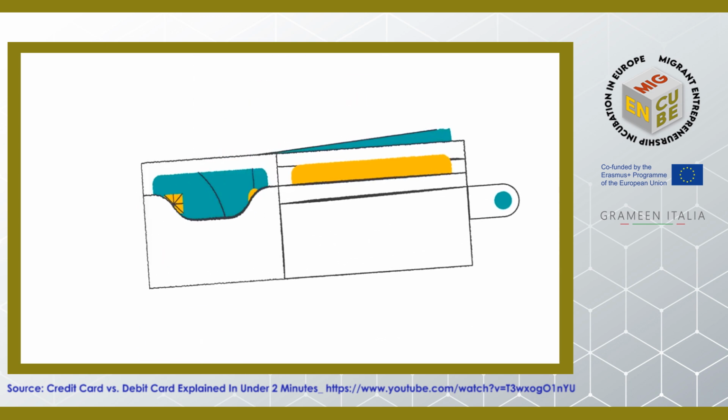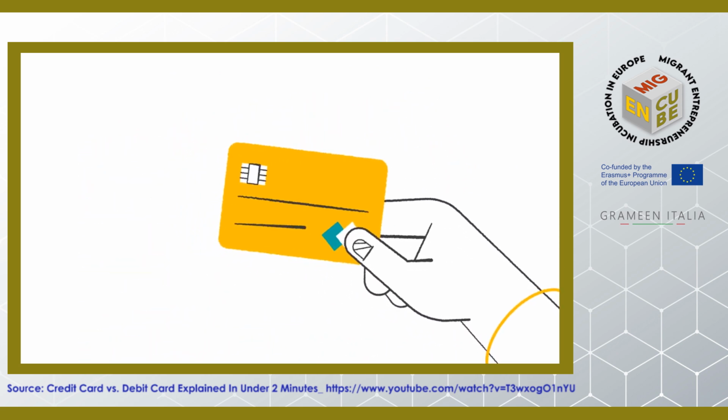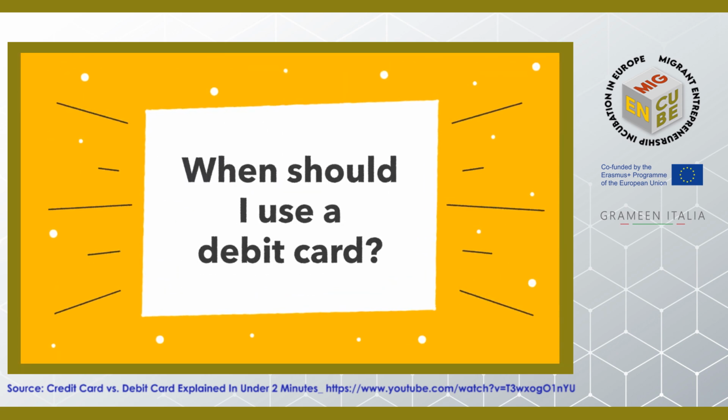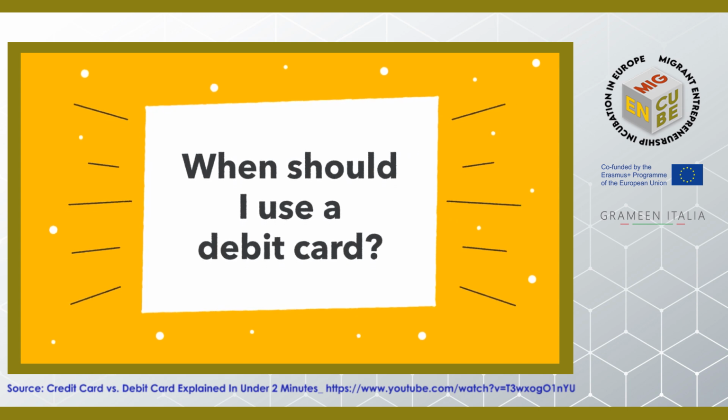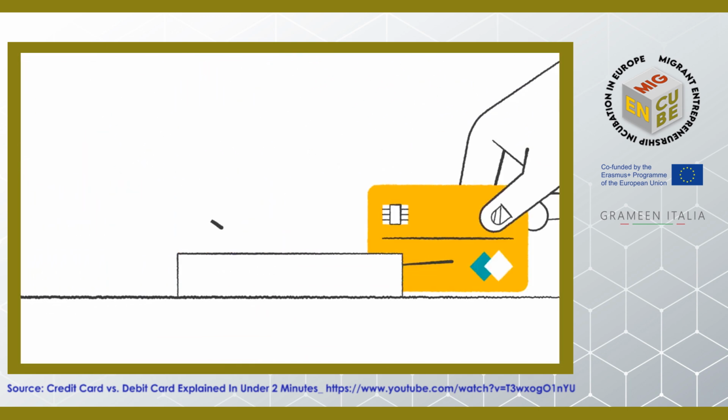Gone are the days of carrying cash. Now we look to credit and debit cards for our purchases. They may look the same, but how we use them is entirely different. A debit card links directly to your bank account. If you use a debit card to buy something, the money is taken immediately out of your checking account.